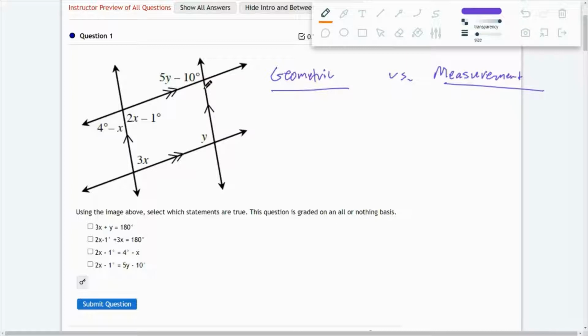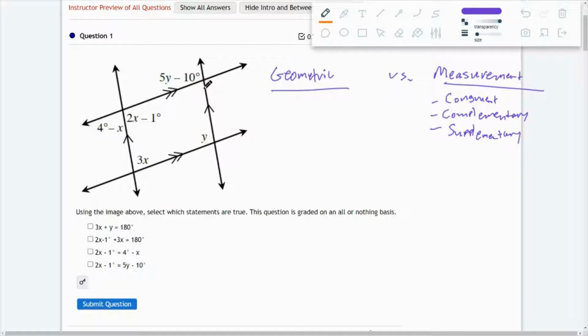So first things first, with measurement, there's really only three things that I care about, and that's congruent, complementary, or comp, and then supplementary. So those three relationships are talking about the measures of the specific angles. So for example, if I were to say, oh, I see two angles, they're both 75 degrees. That means they're both congruent.